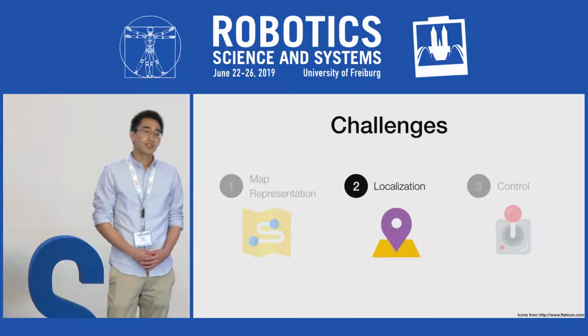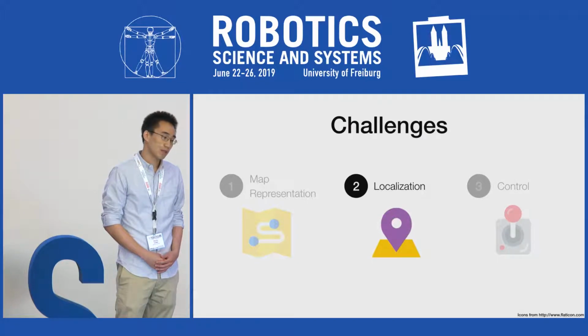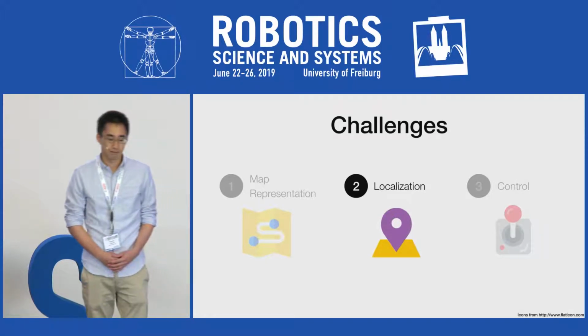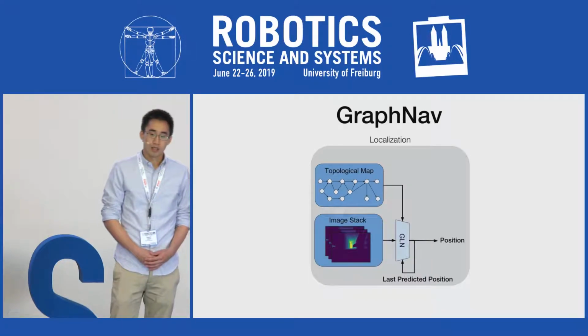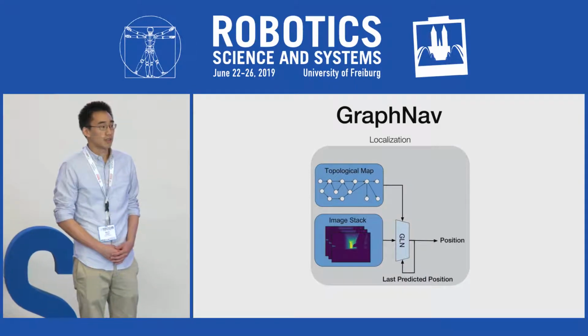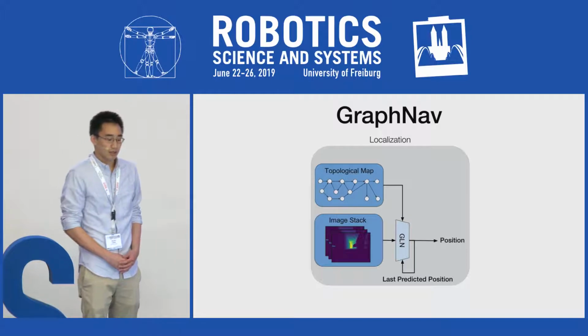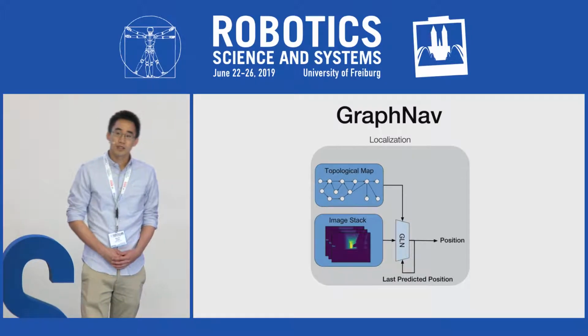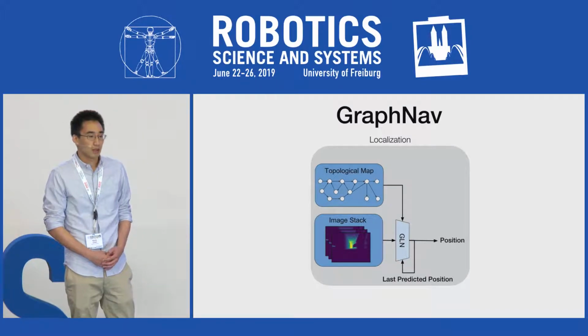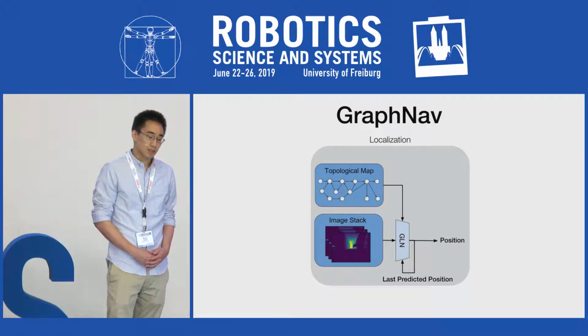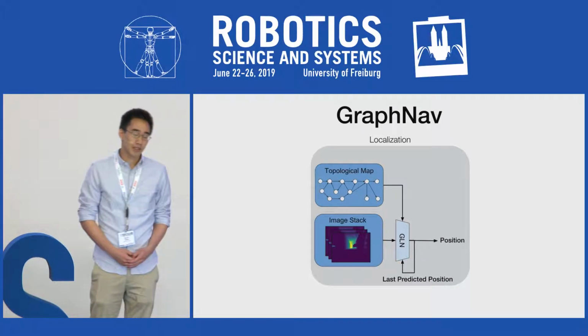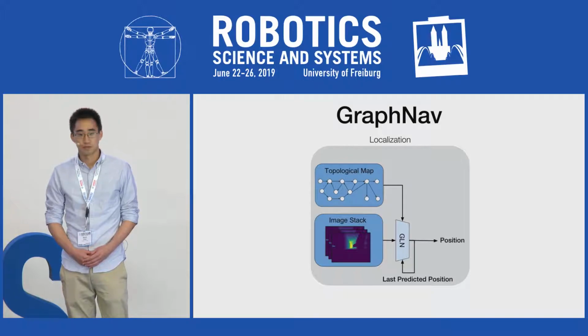Next, the agent needs to be able to localize itself with respect to the map. To do this, we use a graph neural network, here GLN. The GLN takes as input the topological map, the visual observations, and the last predicted position in order to compute the current estimate of the robot's location.